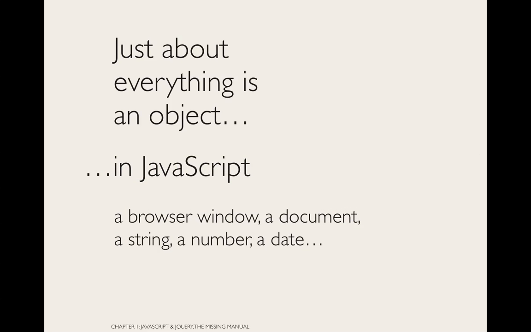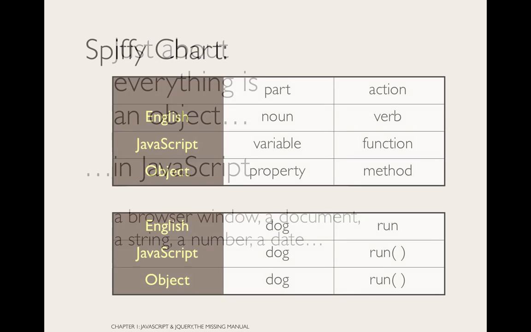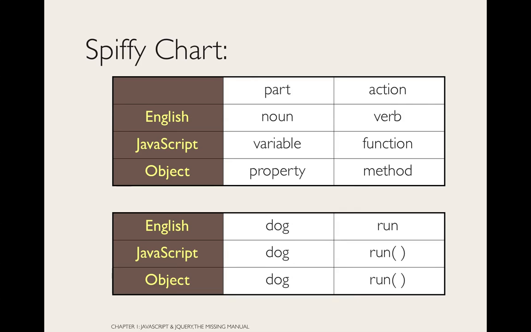So just about everything in JavaScript is an object. A browser window, a document, a string, a number, a date. All these things are objects, and they have properties, and they have methods or verbs. So to go back to our analogy of parts of speech, and to come up with kind of a spiffy chart to think about this, you have English nouns and verbs. In general JavaScript, you have variables and functions. Variables are like nouns. Functions are like verbs. But when you add or attach variables and functions to an object, they're called properties and methods.